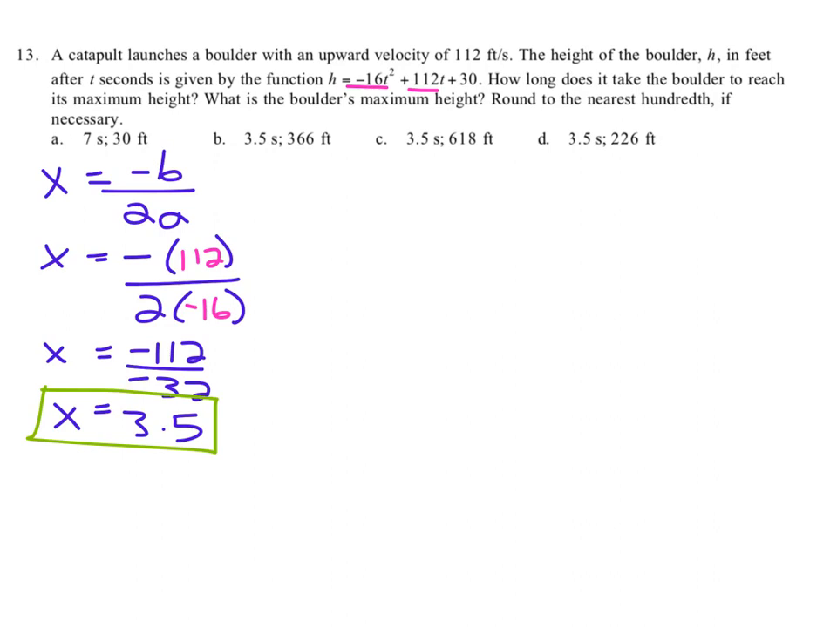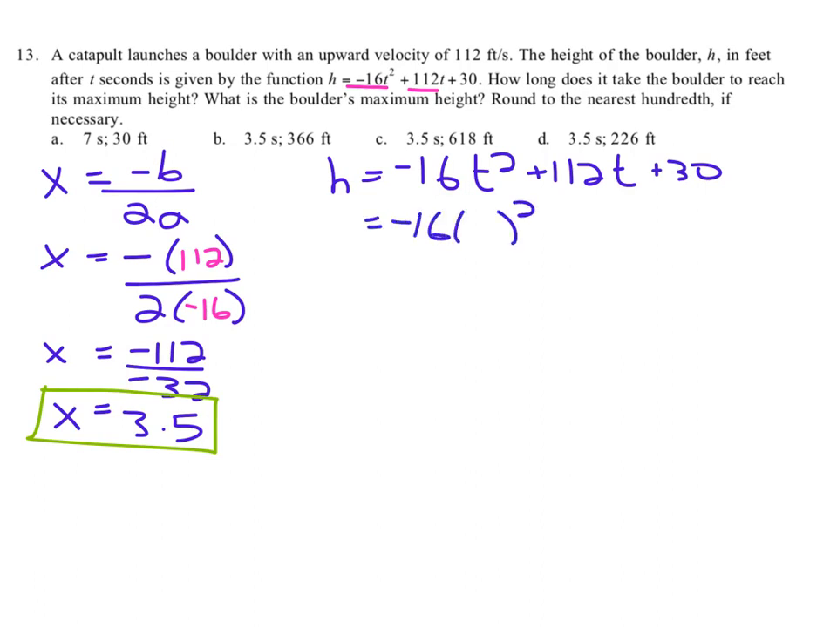So that's the second question. We're going to take the equation. We're going to say the height that it reached after 3.5 seconds, which we know to be the maximum, is negative 16t squared plus 112t plus 30, and then negative 16 parentheses 3.5 squared plus 112 parentheses 3.5 plus 30. Okay, and then we've got to calculate it out. This will take me a minute to calculate. It'll probably take you a minute to calculate too.